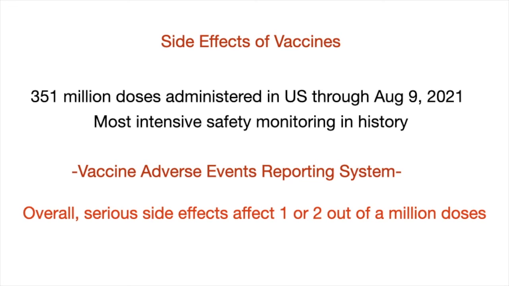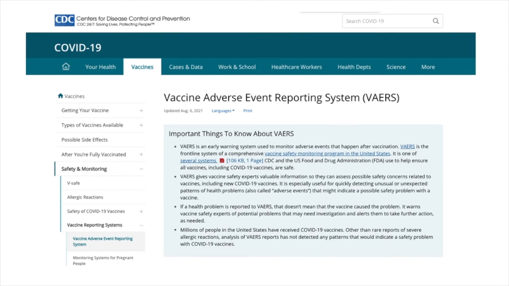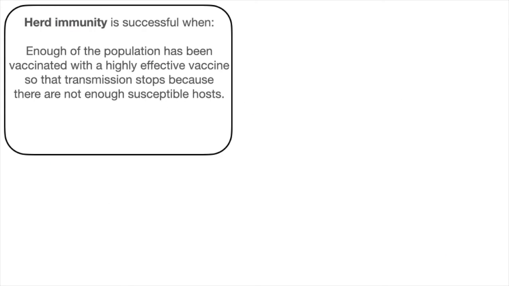The summary is, though, that overall the significant side effects affect 1 or 2 people out of 1 million doses given, which is in keeping with most of the other vaccines that we are administered throughout our lifetime. Here's a screenshot of the official Vaccine Adverse Event Reporting System, and there's a paragraph there about important things to know about VAERS, and I encourage you to take a look at that and read the important things to know.